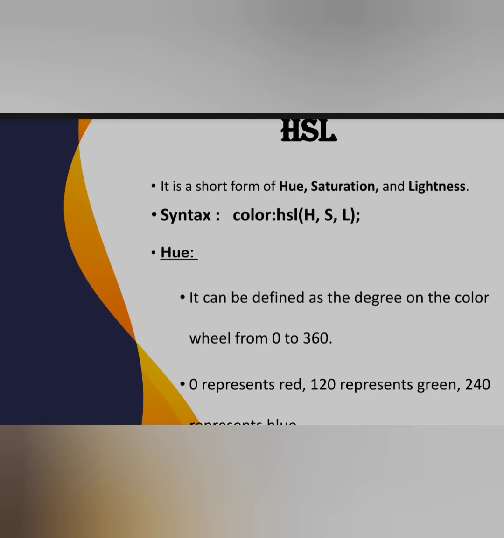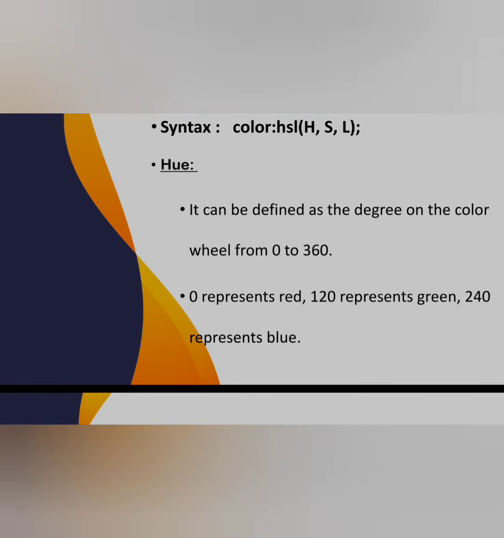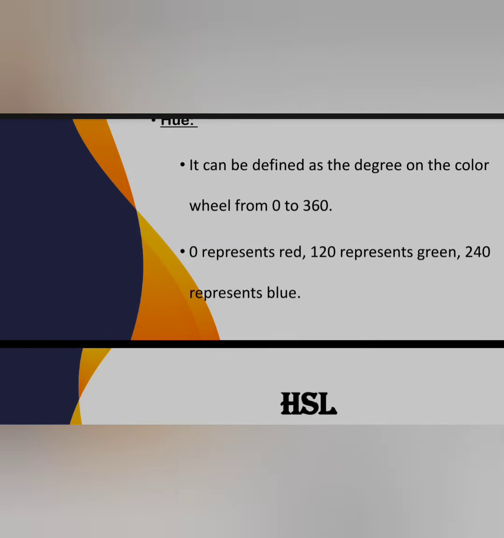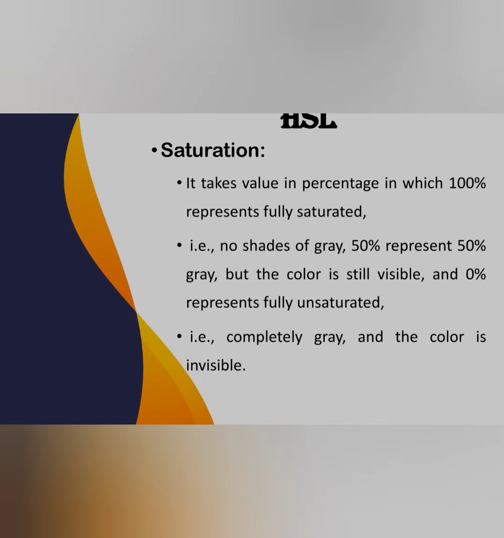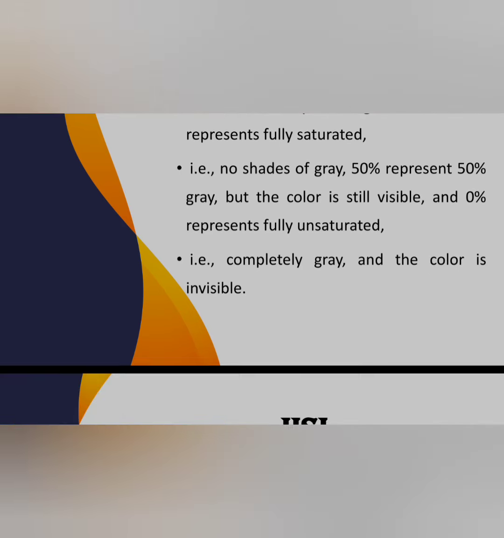HSL. It is the short form of hue, saturation and lightness. Syntax: color: hsl(). Hue can be defined as the degree on the color wheel from 0 to 360. 0 represents red, 120 represents green and 240 represents blue. HSL saturation takes a value in percentage, in which 100% represents fully saturated, that is no shades of grey. 50% represents 50% grey but the color is still visible. 0% represents fully unsaturated, that is completely grey and the color is invisible.